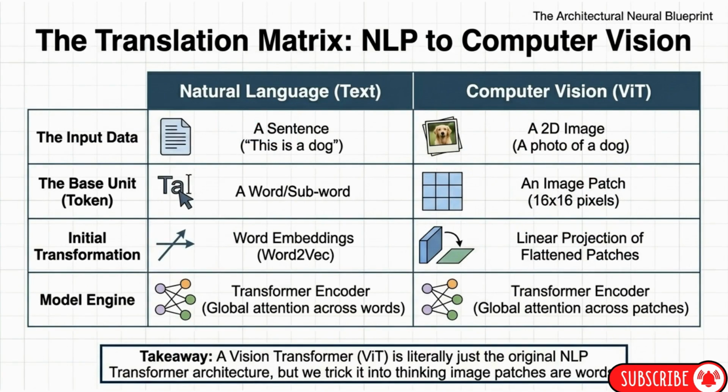This slide shows how ideas from language transformers are translated into computer vision. In NLP, the input is a sentence. In ViT, the input is an image. In NLP, words become tokens. In ViT, image patches become tokens. Word embeddings become patch embeddings. Positional encoding is still needed because the model must understand where each patch is located in the image. So the vision transformer is not a completely new idea. It is the transformer idea adapted smartly for images.